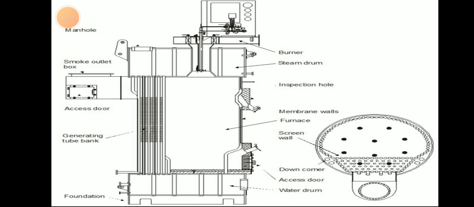Here we can see the manhole door, burner, steam inspection hole and door, the membranes, screen tubes, downcomer, access doors, water drum, generating tubes and the smoke outlet. This is a picture of a water tube boiler on board ship.